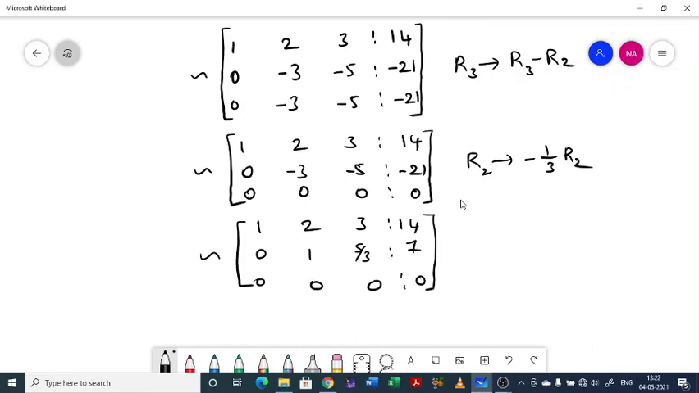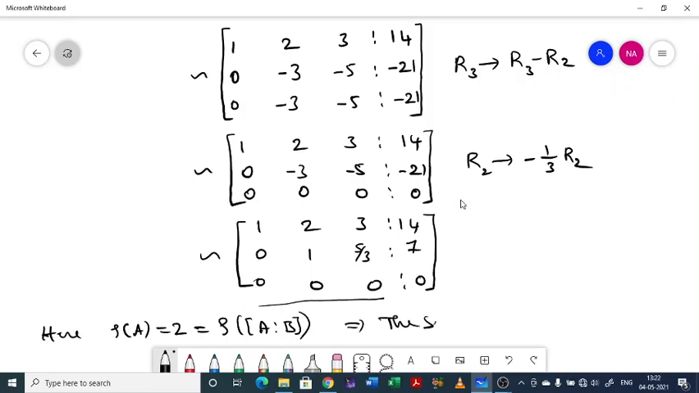Now you can check the number of non-zero rows in A. Number of non-zero rows, right? It is 2. So rank of A is equal to 2. But rank of A colon B is also 2. So from this, the system is consistent. Next question.